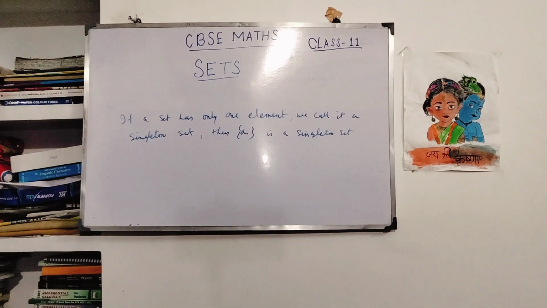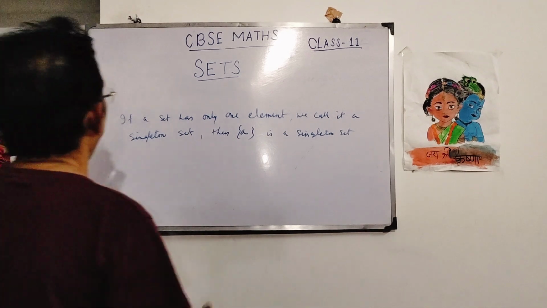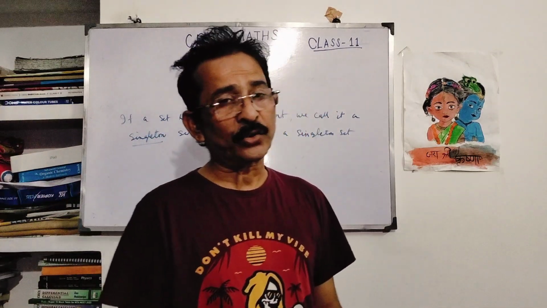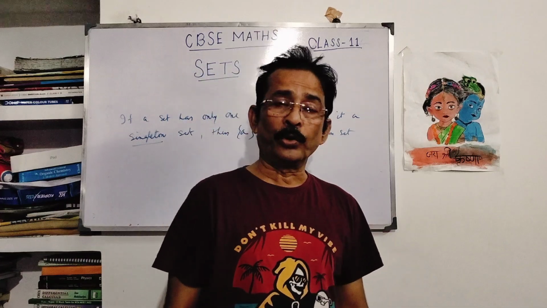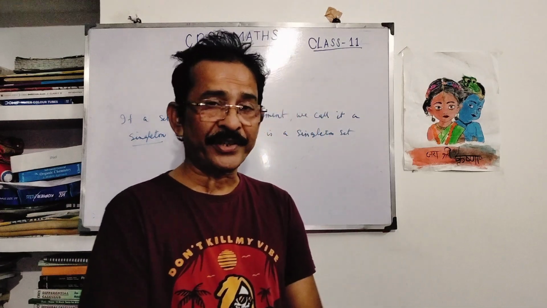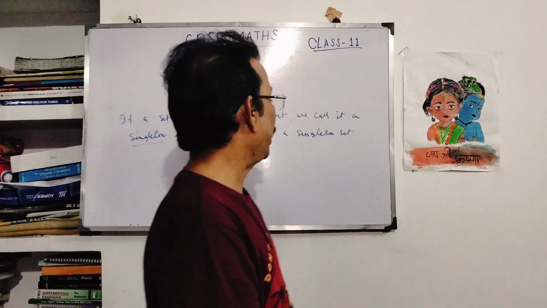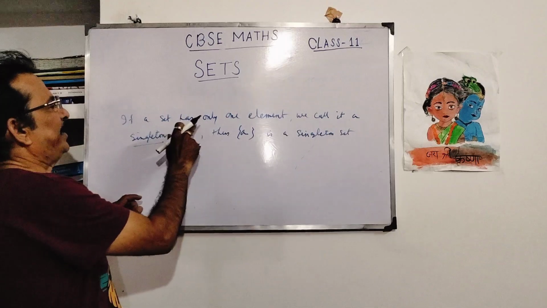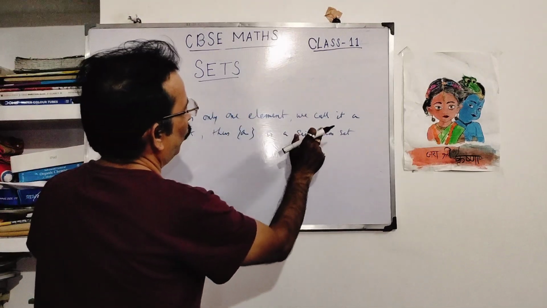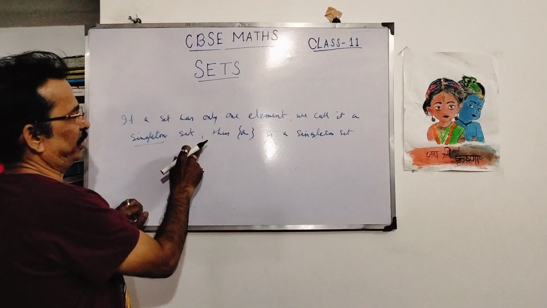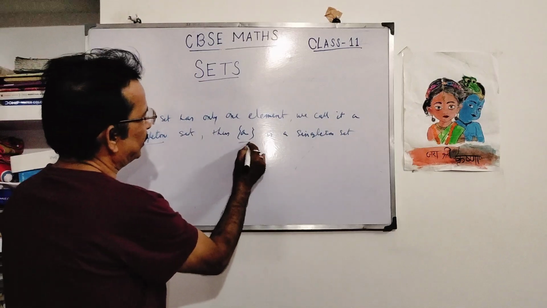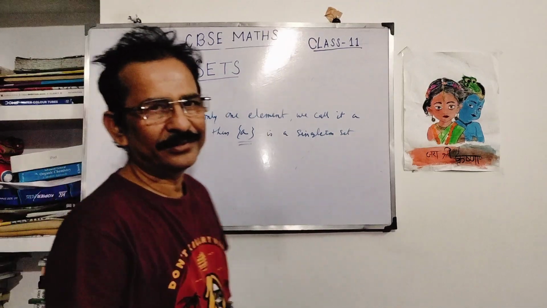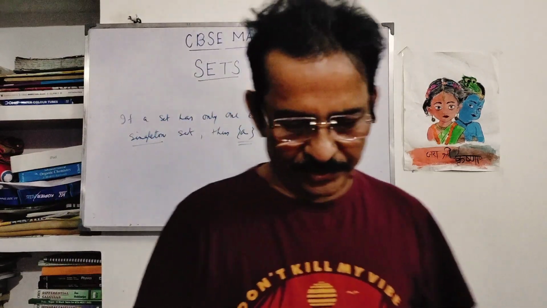Next, what is a singleton set? What do you mean by singleton sets? We know what is a subset and a superset, and now singleton sets. If a set has only one element, we call it a singleton set. Thus, this set A is a singleton set. Clear? Next.